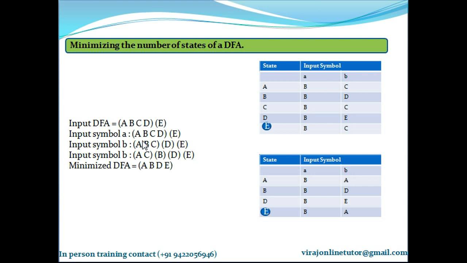I repeat, you divide the states of your source DFA into two groups. One group containing all your final states in it and the second group containing all your non-final states in it. So which are the final states in the DFA? E. So make one group of state E. Which are the non-final states of your DFA? A, B, C and D. So make a group of those states as a second group. So I have two groups now, right?